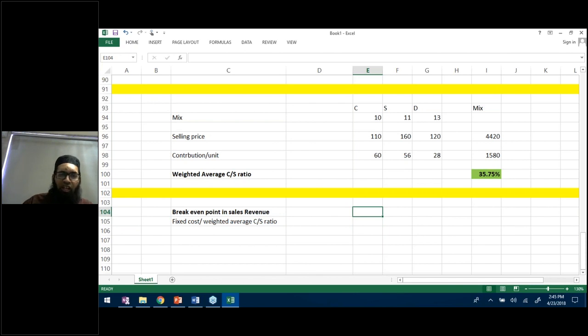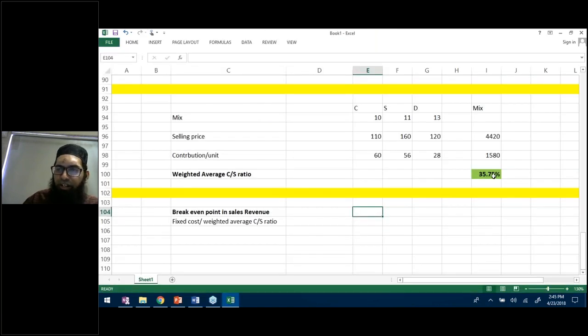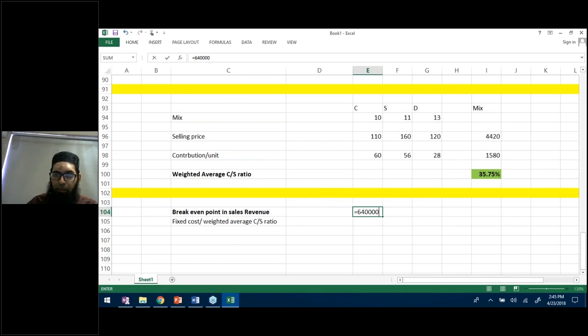Now in the question we have been provided with the fixed cost, and we had already calculated the weighted average CS ratio. So we will be calculating it with the same formula. The fixed cost is 640,000 divided by the CS ratio of 35.75%. So the answer is $1,790,380, of course.